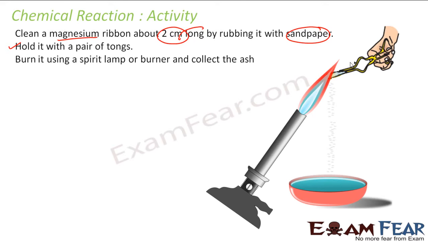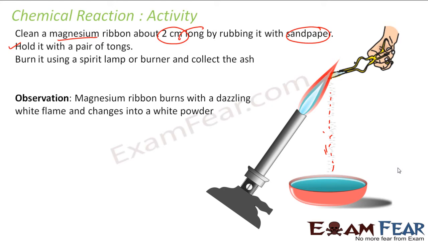For example, this was a magnesium ribbon, 2 centimeter long. First I removed all the dust using sandpaper, and now I'm holding this and burning this with a spirit lamp, and all this dust which I'm getting, I'm collecting in a ball. So what you see is this magnesium ribbon burns with a dazzling flame, right? Some flame comes out, a dazzling flame, and this changes into white powder. This powder, if you see, is white in color.